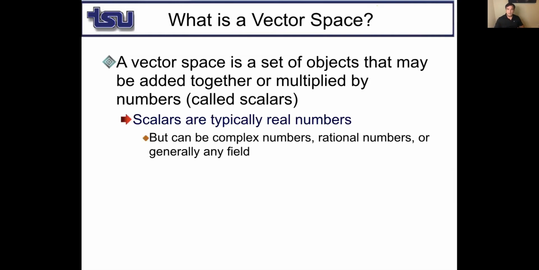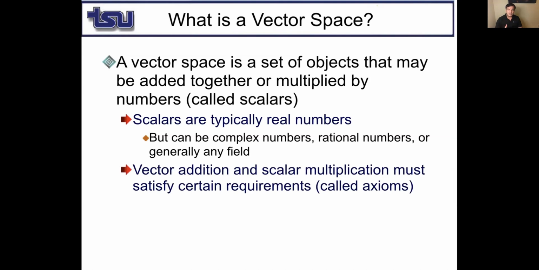Scalars are typically real numbers, but they don't have to be real numbers. They can be complex numbers, for example, or rational numbers, or generally any field. When we introduce the concepts of abstract algebra, you will understand better what a field is, but real numbers, complex numbers, rational numbers, these are just fields in abstract algebra. If the scalars are real numbers, we call them real vector spaces. If the scalars are complex numbers, then we call that particular vector space a complex vector space, okay?